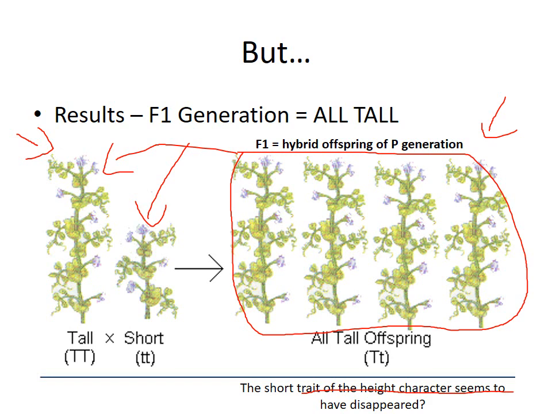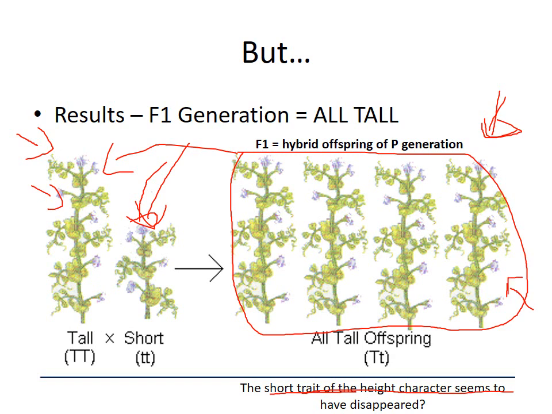Now what he didn't know is that the gene for the short trait seemed to have disappeared. Let me backtrack for a minute. So again, pure breeding tall, pure breeding short, all the offspring ended up being tall. The short trait of the height character seemed to have disappeared. He didn't know where it went.